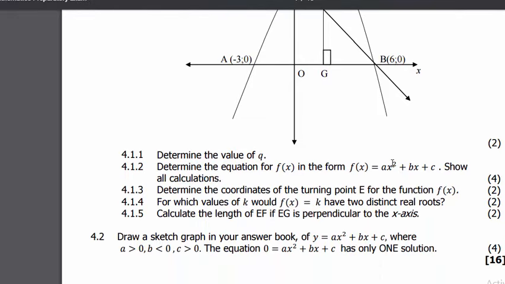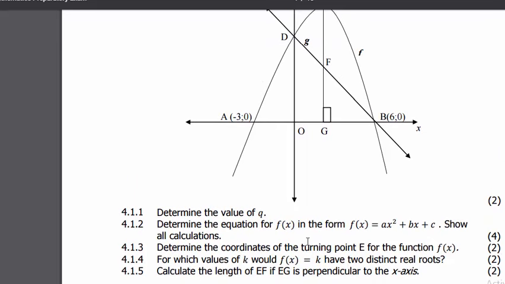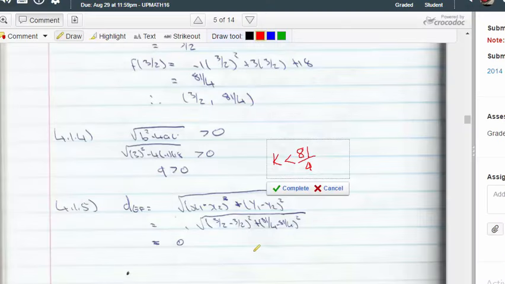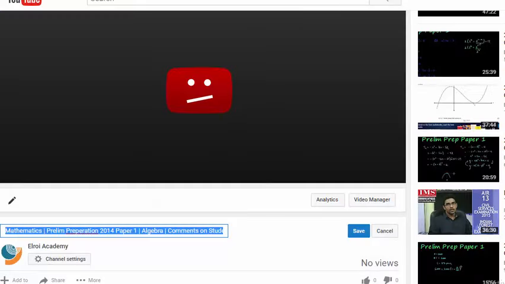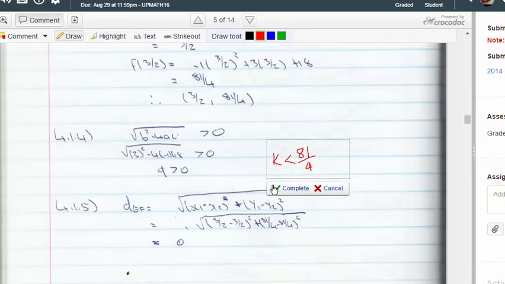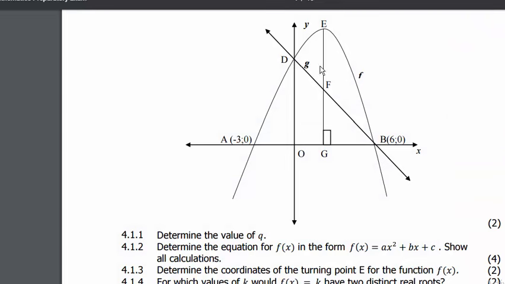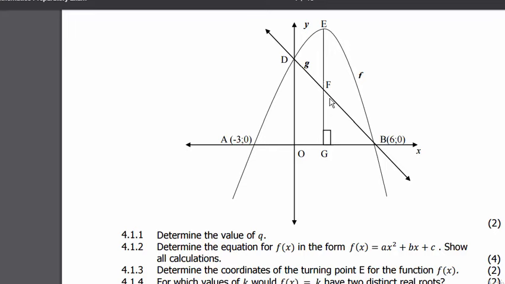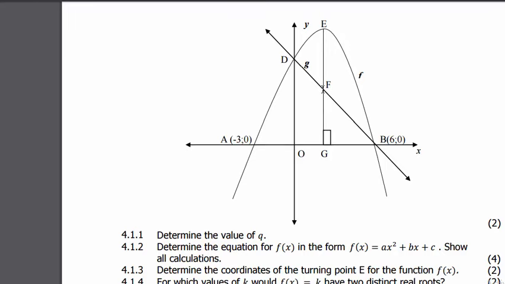5.2. Calculate EF if EG is perpendicular to the x-axis. We want the length of EF. So he's doing well. He's finding the distance from the two coordinates, but you want the coordinates of E and the coordinates of F. And so this student is just using the exact same coordinates. E and F doesn't have the exact same coordinates. We need to find the coordinates of F.